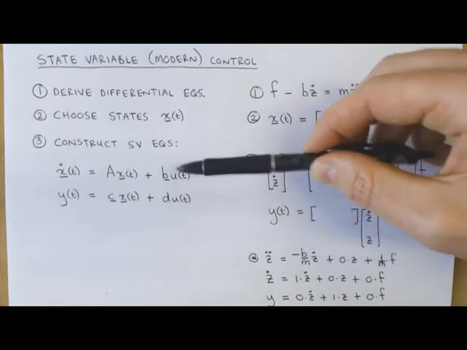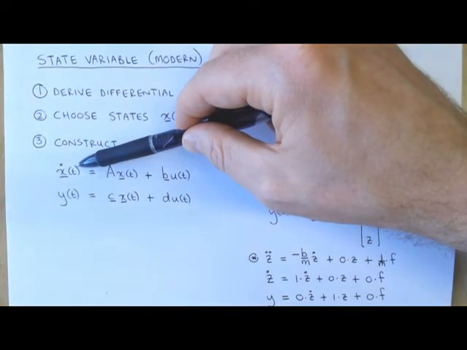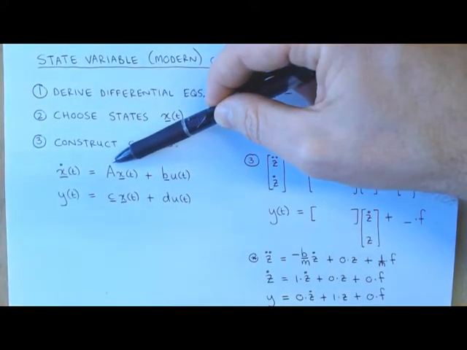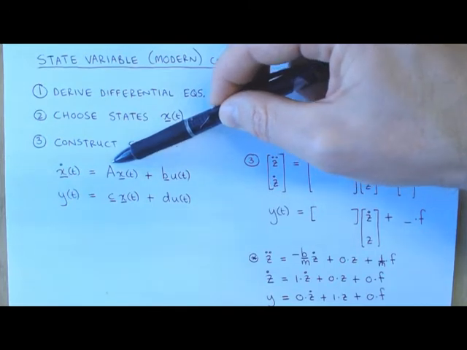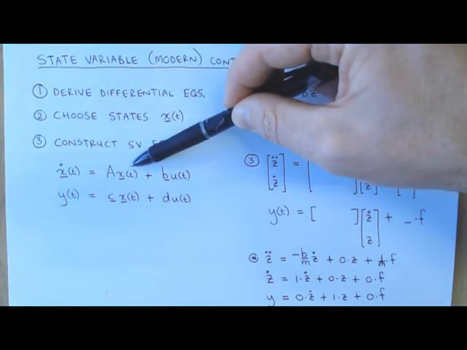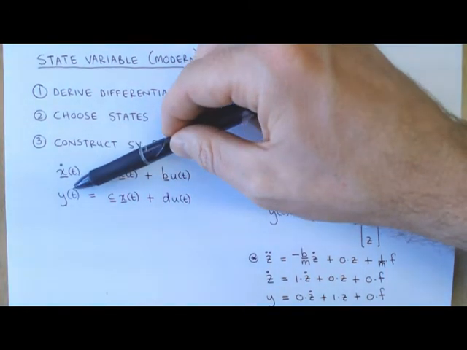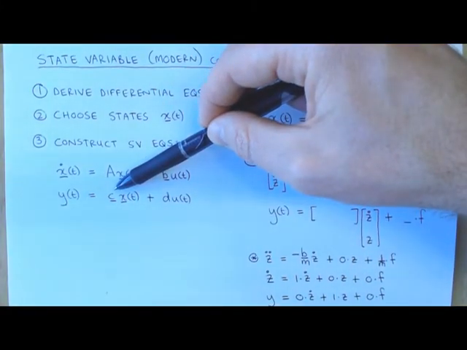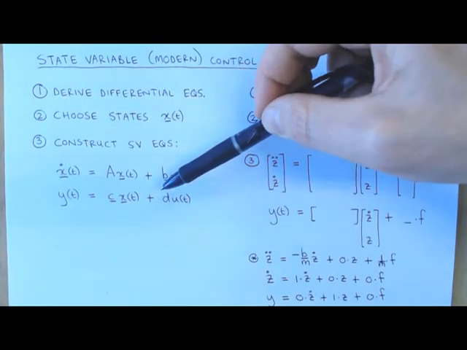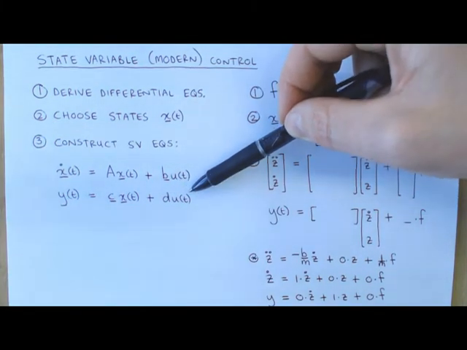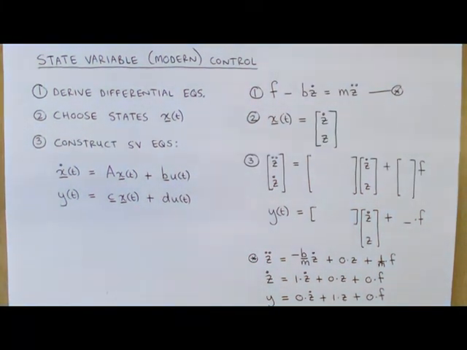In these equations, x dot is the derivative of the state vector, A is a matrix, x is the state vector, B is a column vector, U is the input, Y is the output, C is a row vector, X is the state vector again, D is a scalar, and U is the input again. The state variable equations therefore describe the dynamics of a system as a set of first order differential equations. Let's look at the example again.